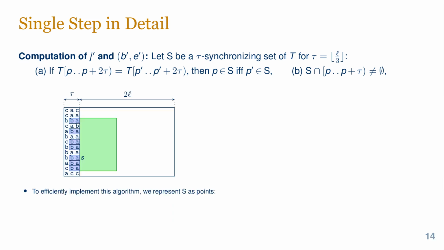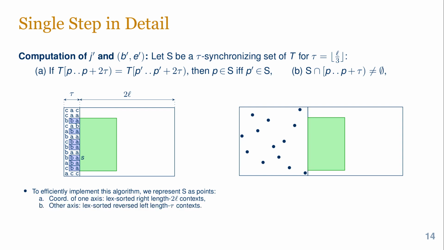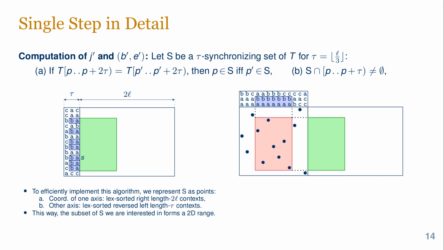To efficiently implement the algorithm outlined on the previous slide, we represent the set S as points, with the coordinates on one axis being their lexicographically sorted right length 2L contexts, and coordinates on the other axis being the reversed left length tau contexts. This way, the subset of positions of S we are interested in forms a 2D range.